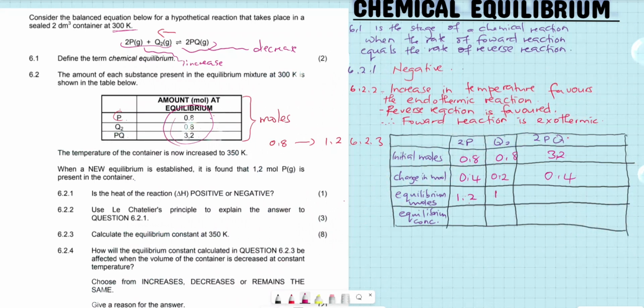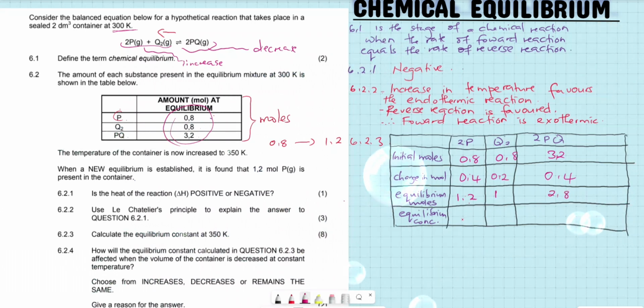But for this side, which is the product side, since we are favoring the formation of reactants, the number of moles of products is going to decrease. So in this case, we're not going to add, we have to subtract, since we know that the number of moles of products is decreasing. So it's 3,2 minus 0,4, which is equivalent to 2,8.